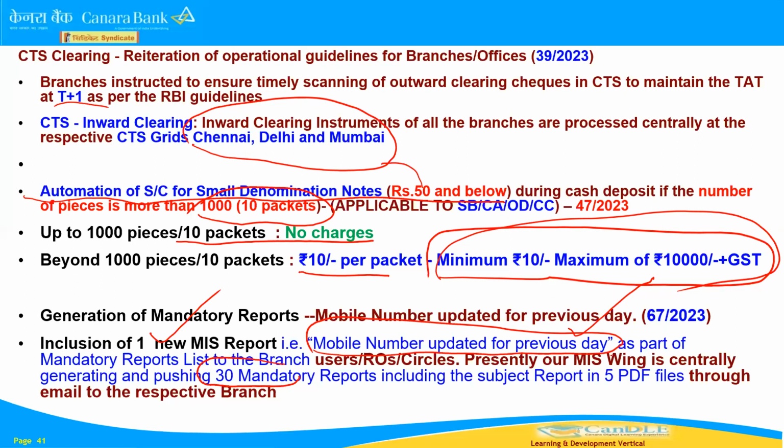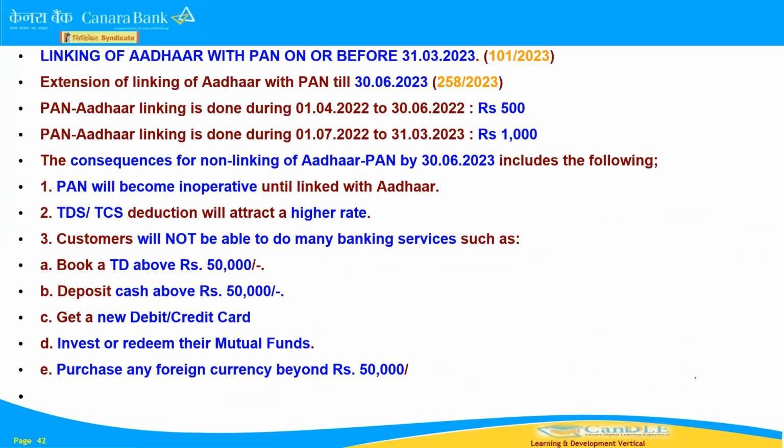Including this, now 30 mandatory reports are coming in 5 files. Total 5 files. SMS reports 1 file. Some mandatory reports 1 file. Like that it will come. Total 30 in 5 files. Recent addition is mobile number updation.